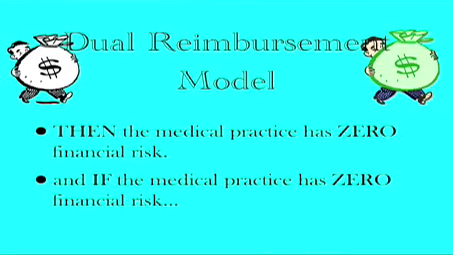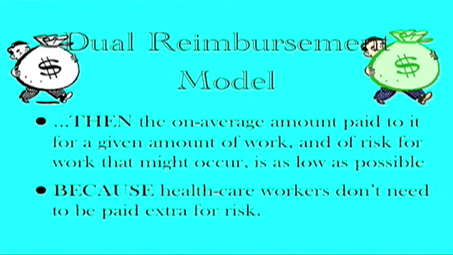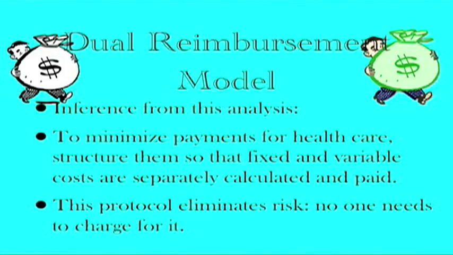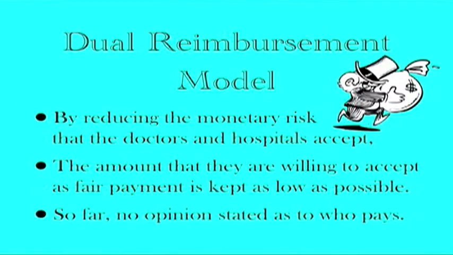And if the medical practice has zero financial risk, then the on-average amount paid to it for a given amount of work and of risk for the work that might occur is as low as possible, because healthcare workers don't need to be paid extra to take that risk. Inference from this analysis: to minimize payments for healthcare, structure them so that fixed and variable costs are separately calculated and paid. This protocol eliminates risk, and no one needs to charge for it. By reducing the monetary risk that the doctors and hospitals accept, the amount that they are willing to accept as fair payment is kept as low as possible.